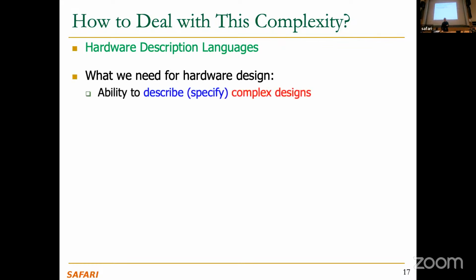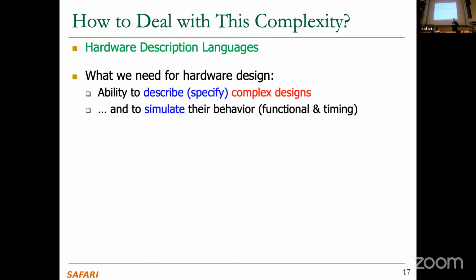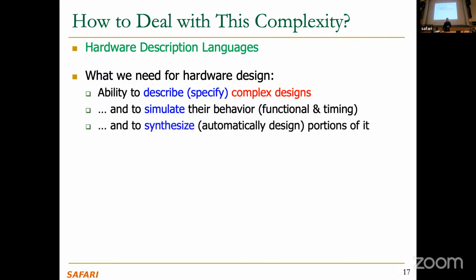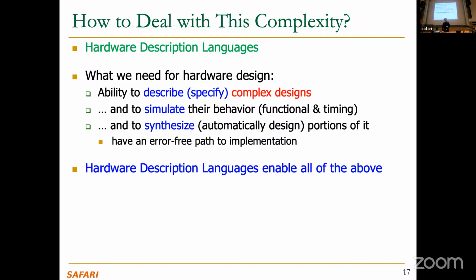Basically, we need to be able to specify, or describe, complex designs. We need to be able to simulate their behavior so that we can verify them from a functional perspective. Is this logically correct, or functionally correct? And also from a timing perspective. And timing is a lot harder than functional verification, as we will see tomorrow. And also, we want to make our lives easier. We should be able to synthesize the complex designs, meaning automatically design these complex designs, ideally all of them, or at least some portions of it, right? So we need hardware description languages for all these three different things. Synthesis is actually nice because hopefully you verify the synthesizing program that gets from your language to the gates, a library of gates, as we will see. So hardware description languages, or HDLs, enable all of the above.